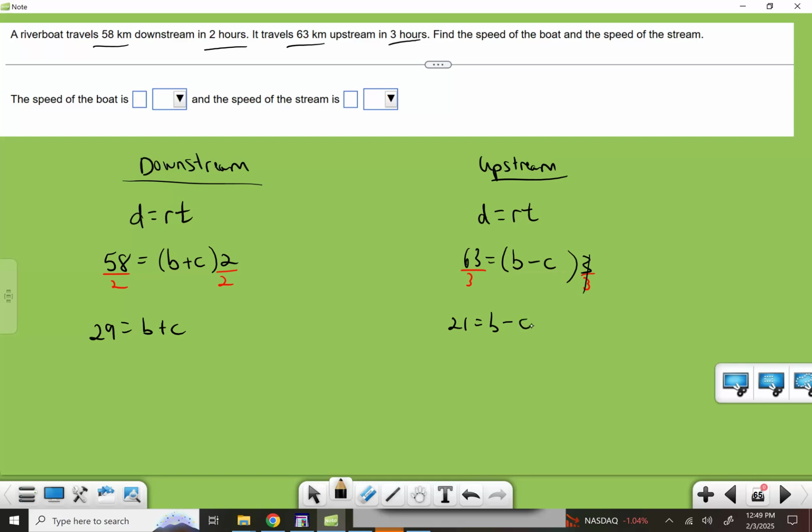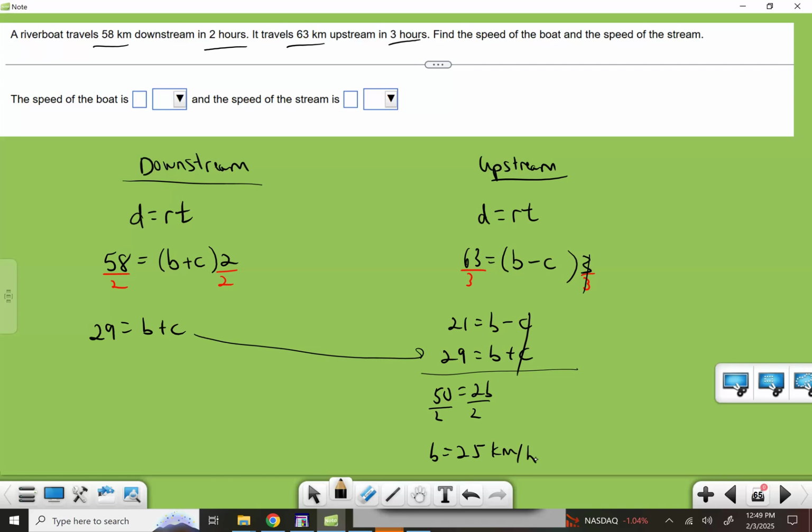Now, look what happens when we stack these two equations. Elimination is already ready to go. Those C's are going to go away. So we didn't even have to work too hard for this. So 21 plus 29 is going to be 50. B plus B is going to be 2B. So when you divide by 2, you get that the boat was trying to go 25 kilometers per hour.